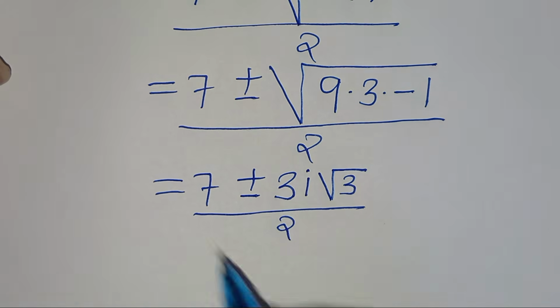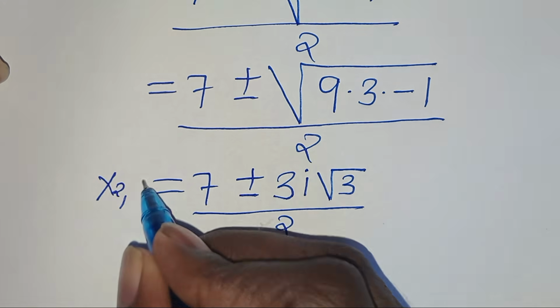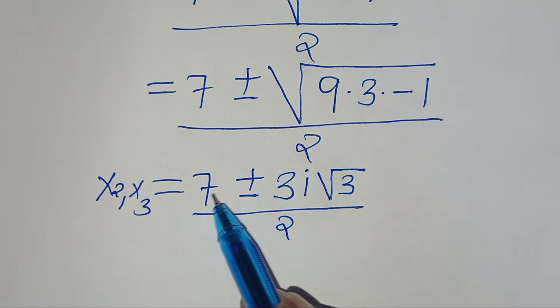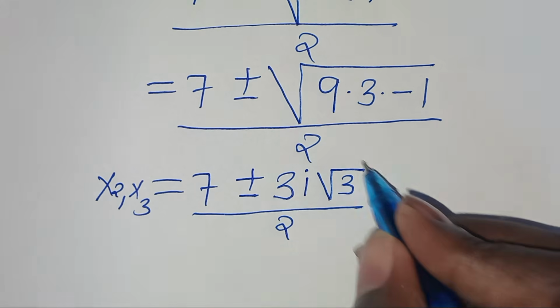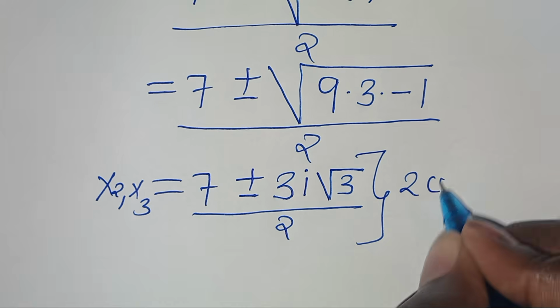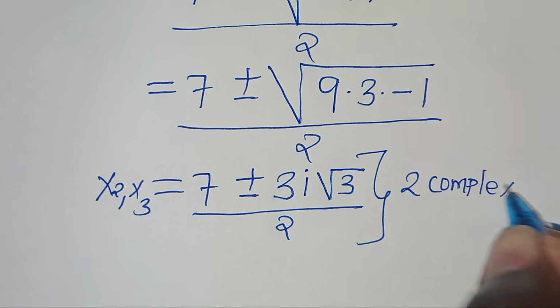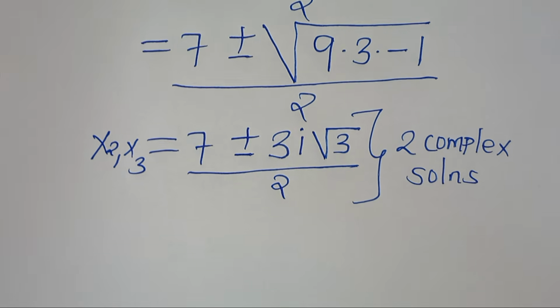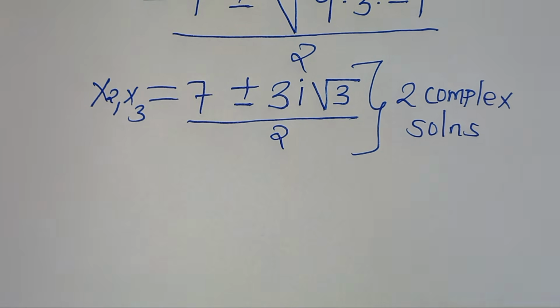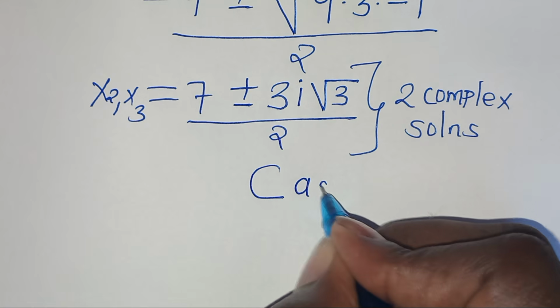So this means that x2, x3 is equal to 7 plus or minus 3i square root of 3 over 2. So these are two complex solutions under case 1. Now let's proceed to case 2 from here.